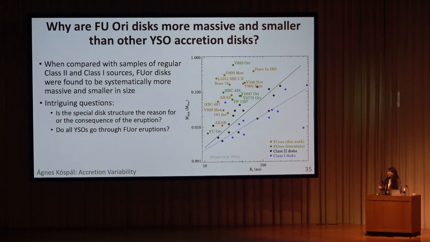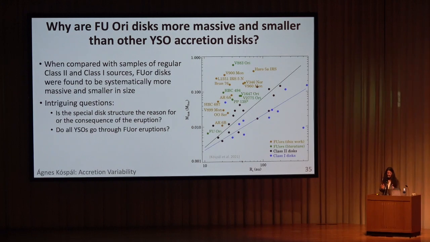For example, why are FUor disks more massive and smaller than other YSO accretion disks? Here I'm showing measured disk masses as a function of characteristic disk radii, and you can see that FUors plotted with the yellow and green are typically more massive and smaller than the disks of normal class 1 and class 2 objects plotted with blue and black. So this means that FUor disks are somehow special, but are they special because of the outburst, or they are outbursting because they are special to begin with?